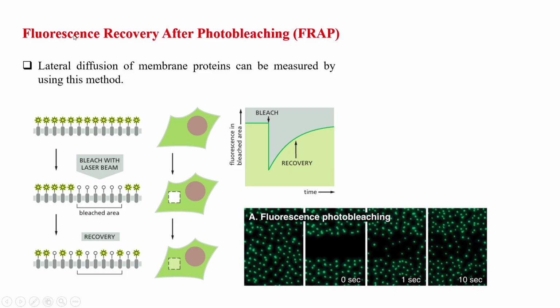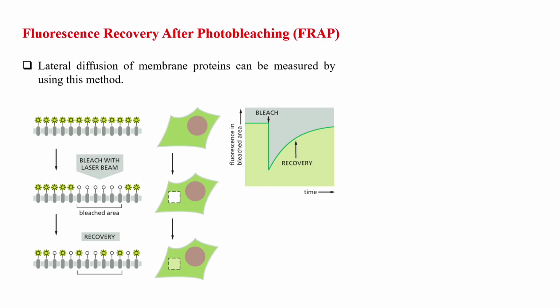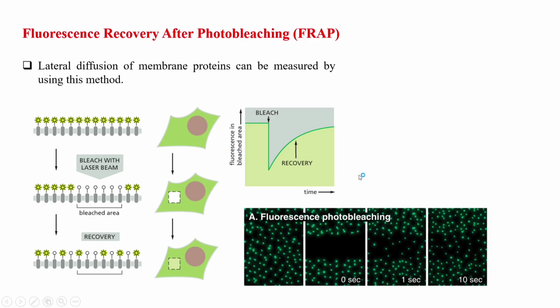So this technique is called fluorescence recovery after photobleaching. We fluorescently label the cells, then perform photobleaching, and then we observe the recovery. If there is no recovery, that means no lateral diffusion. If there is recovery, that means there is lateral diffusion. So by this technique, we can identify lateral diffusion.